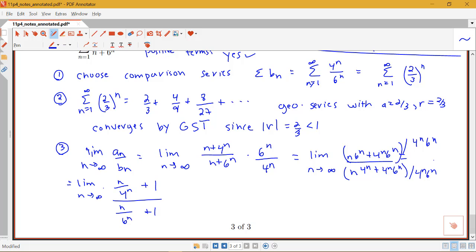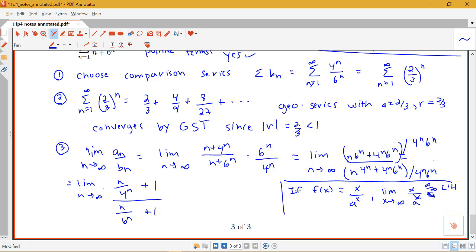Okay, so before we finish that, I want to do an aside here and say, if f of x equals x over a to the x, so just something more general, because the n over 4 to the n and the n over 6 to the n are the same form. You have some variable over a number to a variable. Okay, we could say, well, in general, what's the limit as x goes to infinity of x over a to the x? Well, that would be some sort of infinity over infinity. I'm just going to label that infinity over infinity, and then we can apply L'Hopital's rule to that.